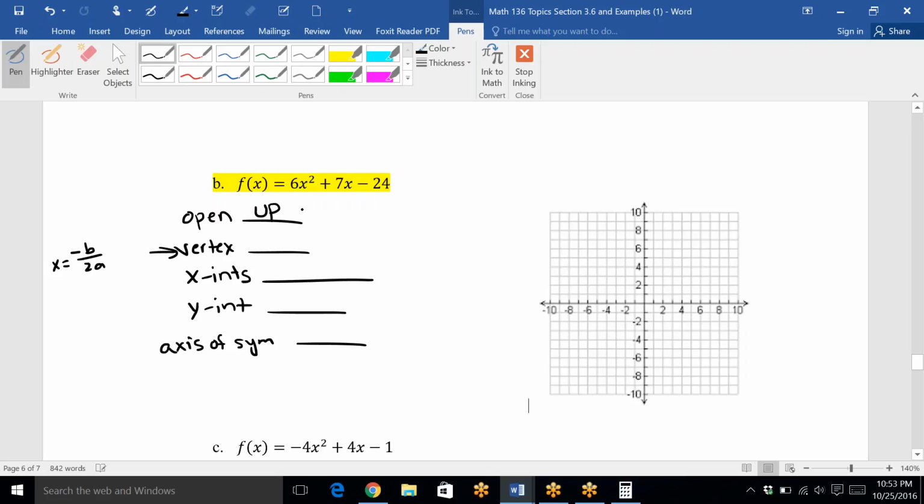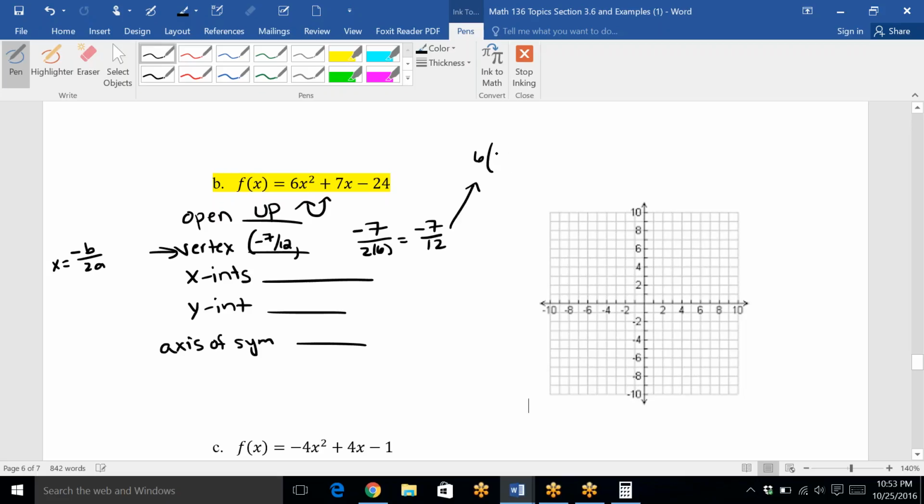If it's positive, it's a parabola that opens up. If this was a negative, it would be a parabola that's upside down. My vertex I find by doing negative b over 2a. That is negative 7 over 12. So sometimes it's not a pretty number. I need to plug that into the function to find the y value.